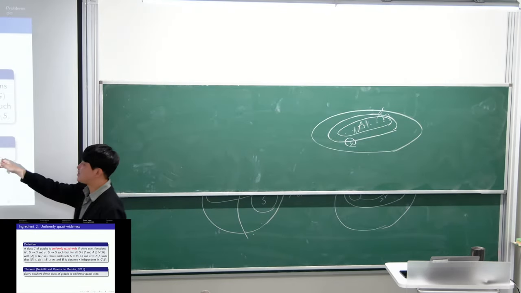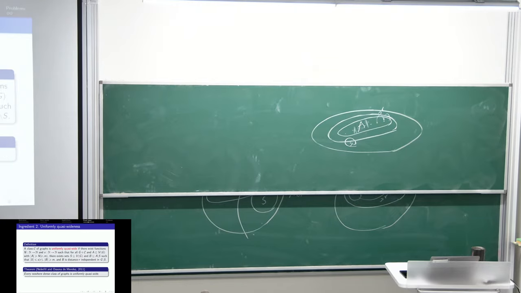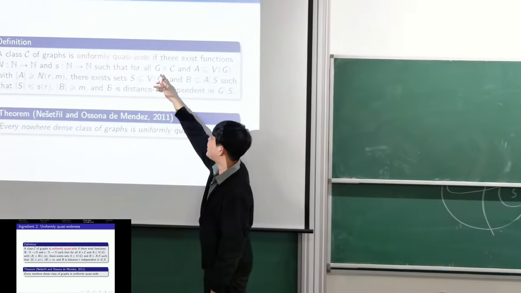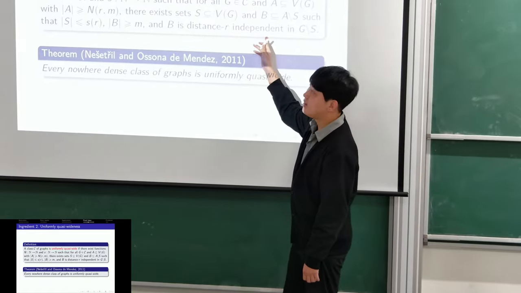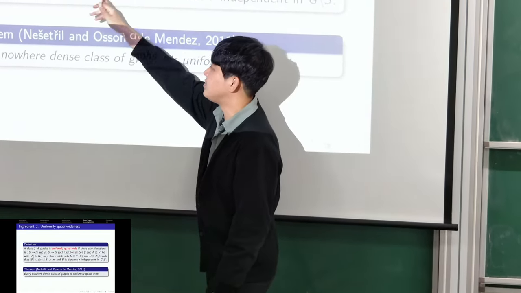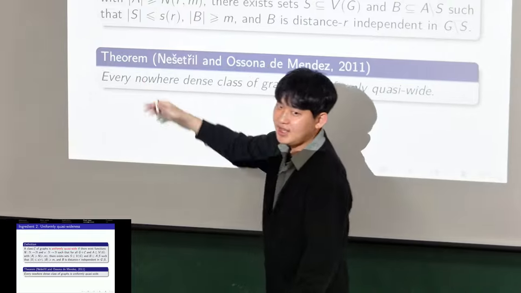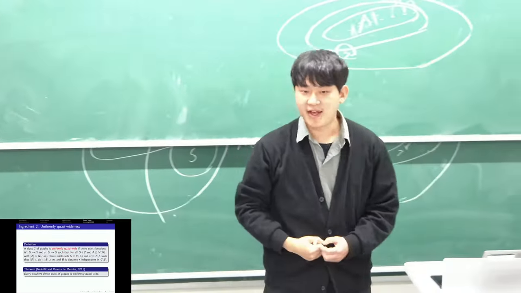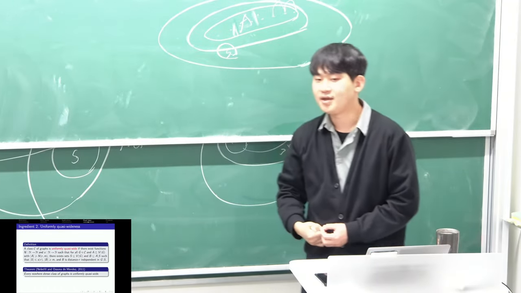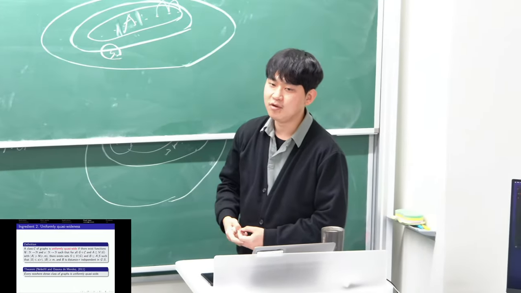The reason why it is called uniformly is because it doesn't care about the structure of A. It only cares about the size of A. And quasi-wide: wide is definitely from distance-r independent set, and quasi is because of this S set. It's not actually distance-r independent, but by deleting some small number of vertices S, we can make it distance-r independent. That's why this is called uniformly quasi-wide.